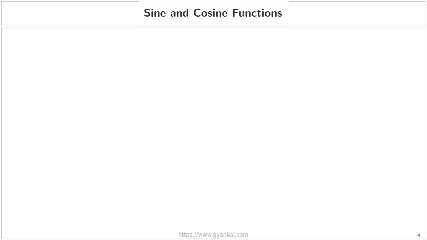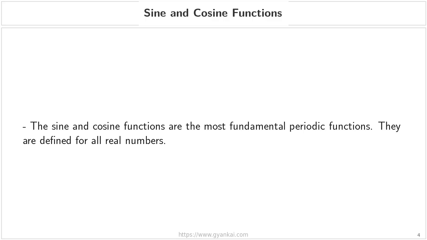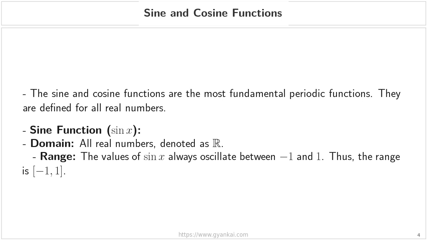Sine and cosine functions. Now that we have a clear understanding of what domain and range are, let's apply those concepts to the 6 basic trigonometric functions. We will begin with the most fundamental ones, the sine and cosine functions. These are known as periodic functions because their values repeat at regular intervals, and they are defined for all real numbers. First, let's examine the sine function, denoted as sine of x.